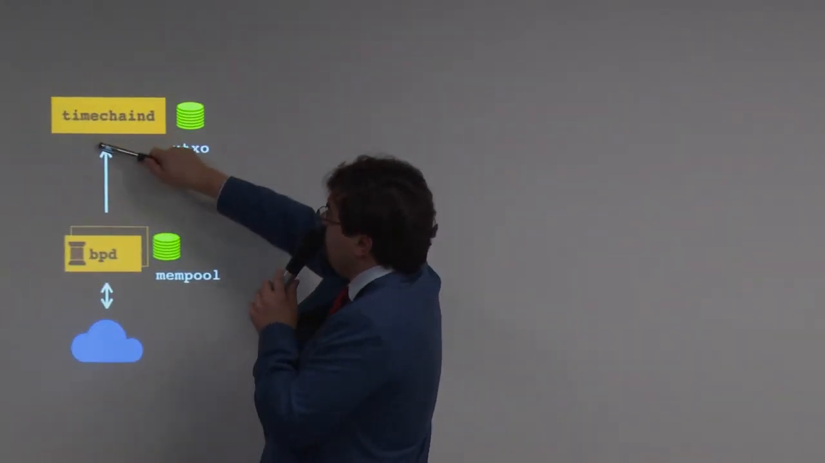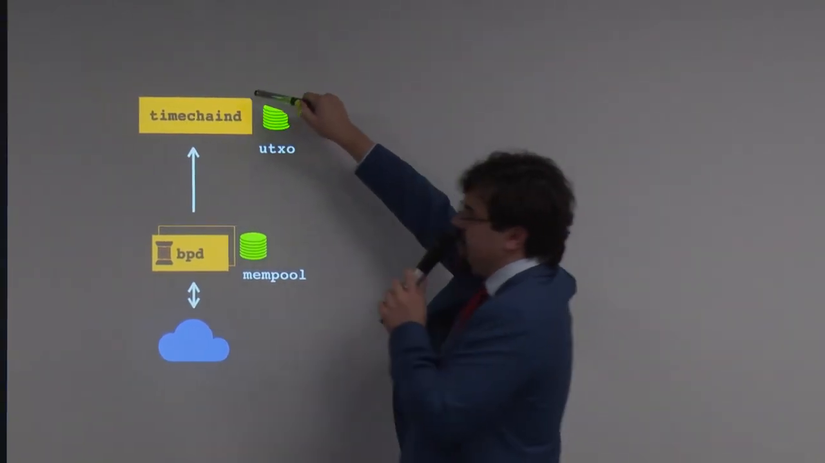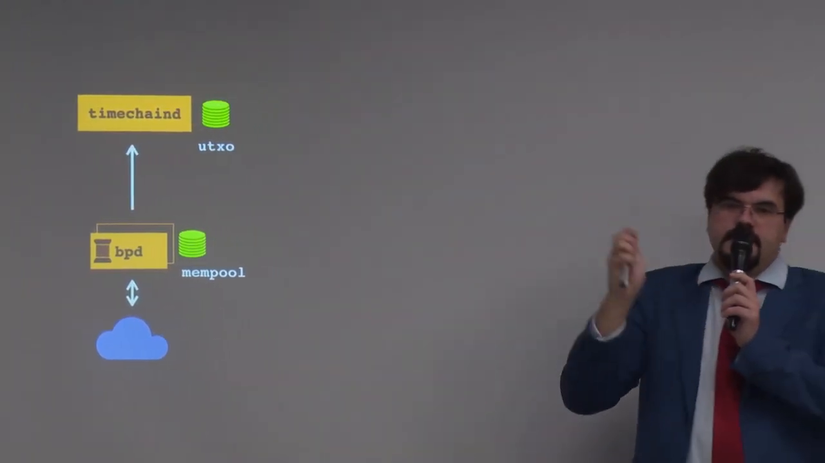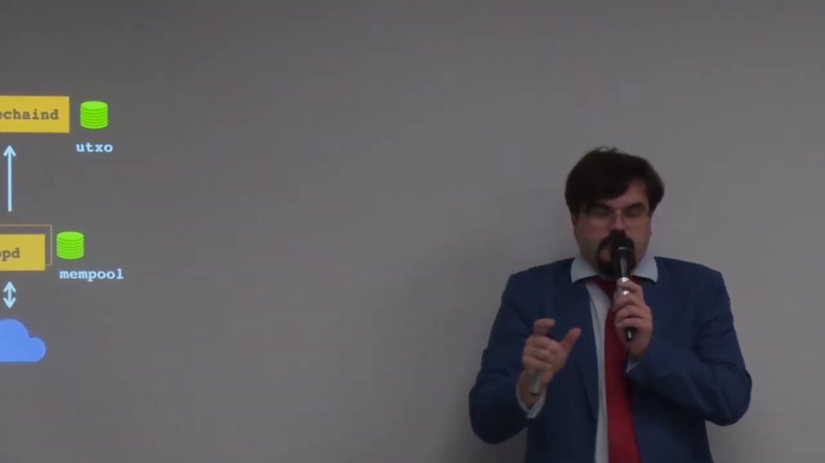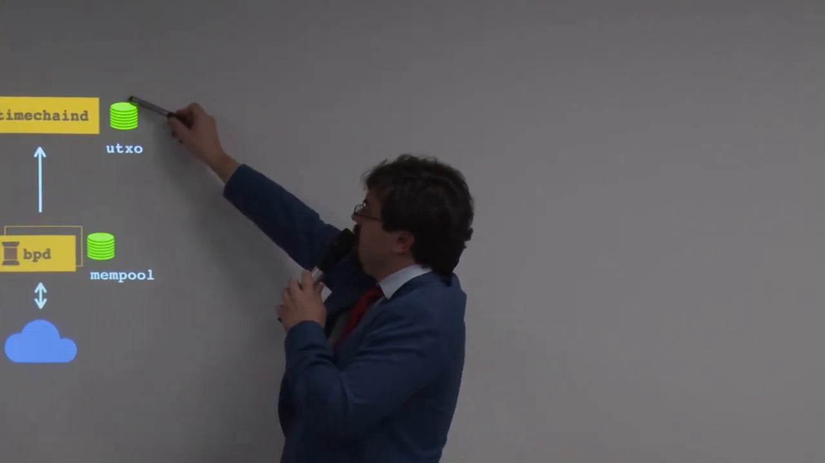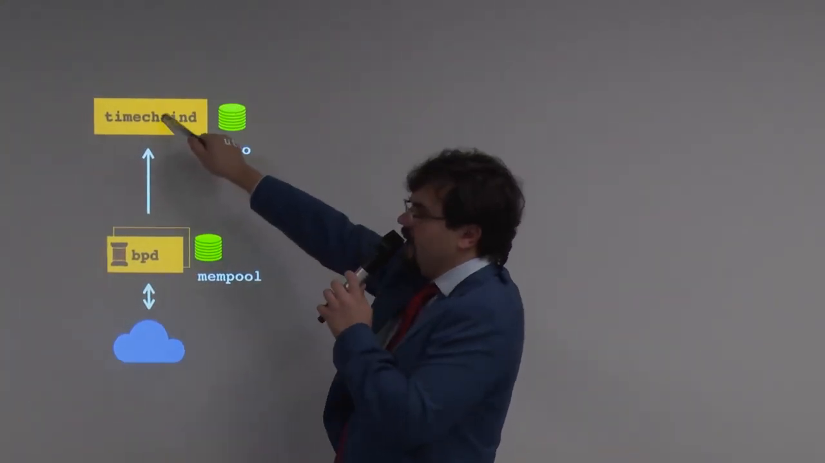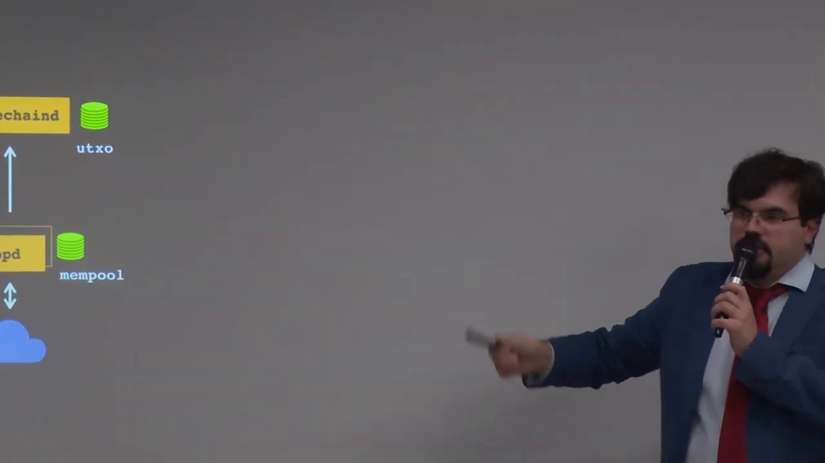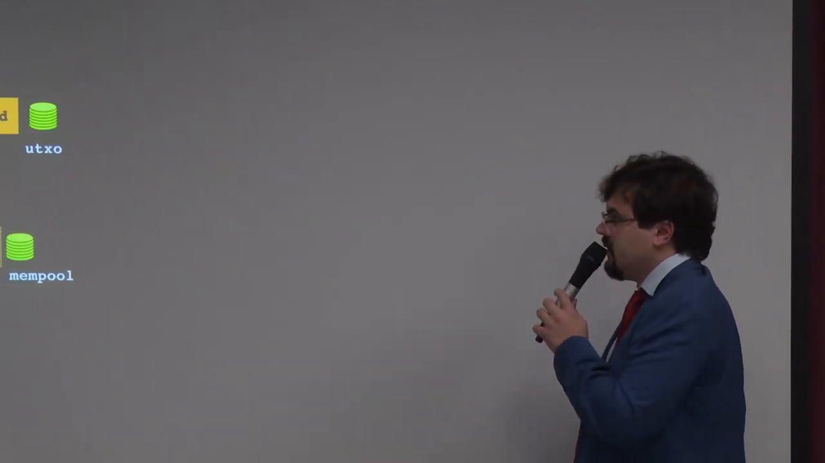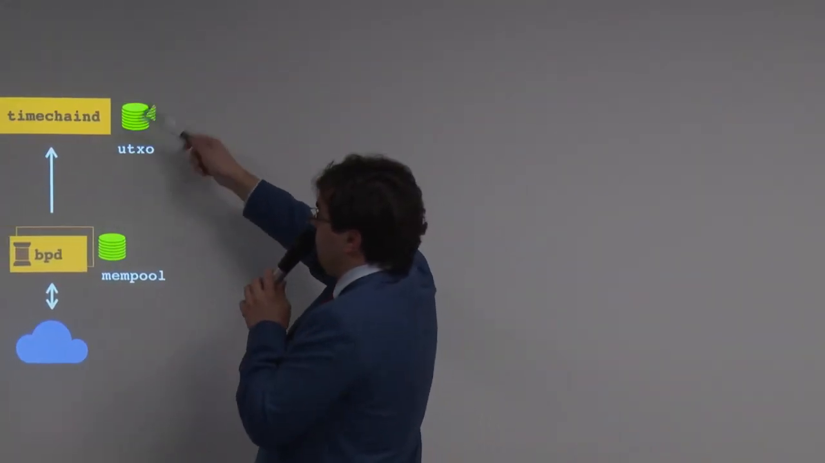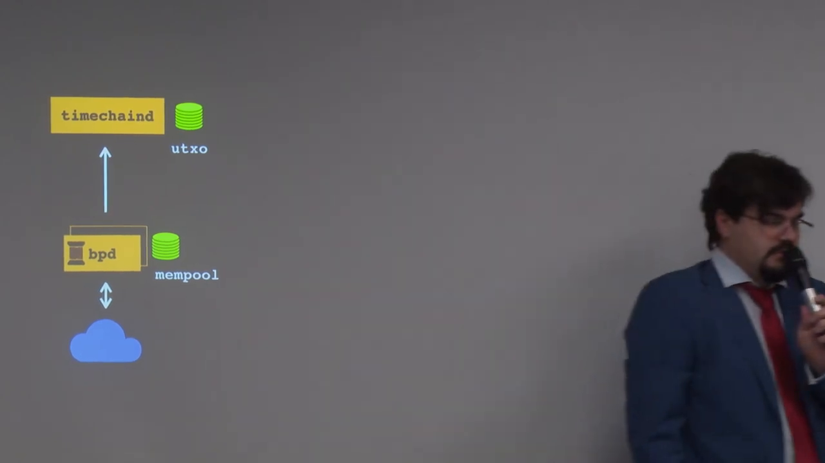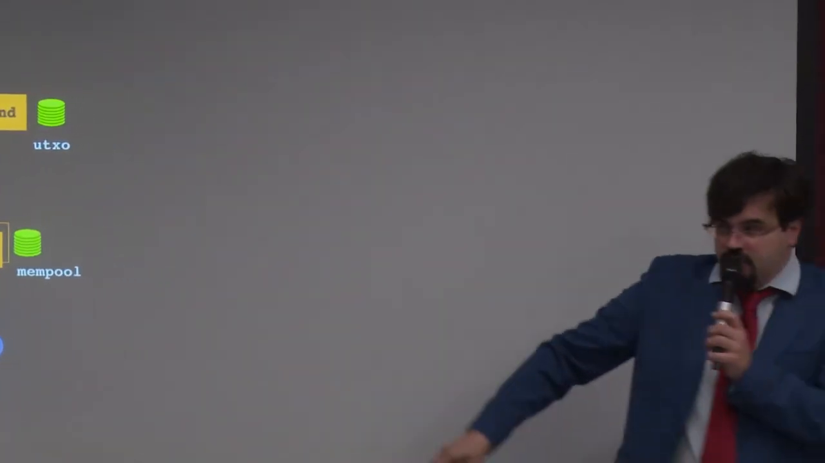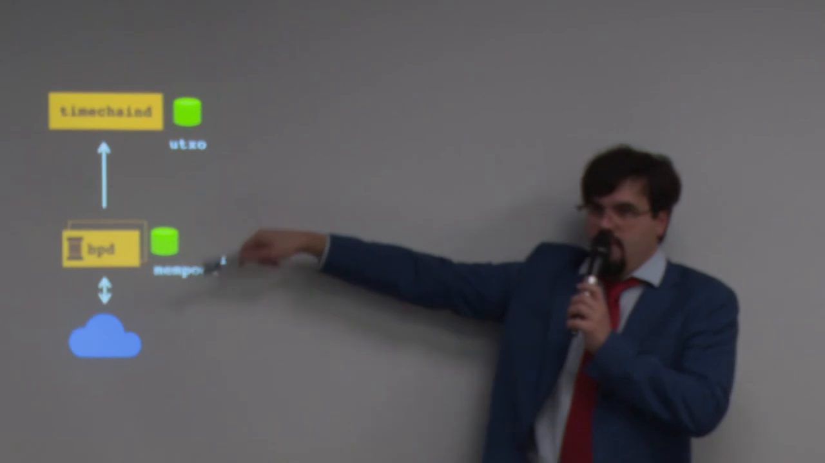It will talk to the timechain daemon, which will maintain the validity of the blockchain, actually do the verification, and know the set of transactions. This daemon will be asked by other processes: is this transaction valid? Is it included in the blockchain? At what height? This would be much more scalable and security-based. Of course, all of them should communicate through ZeroMQ.